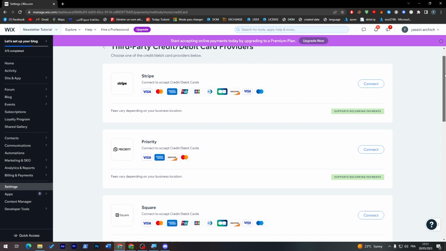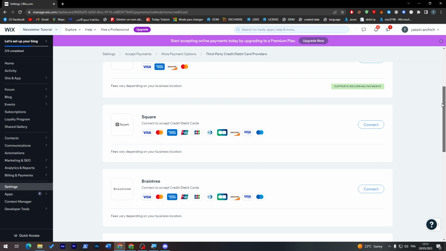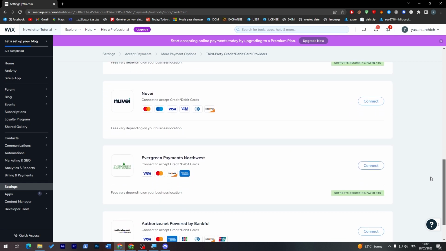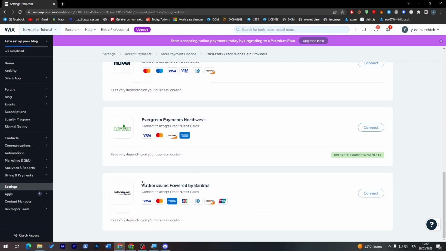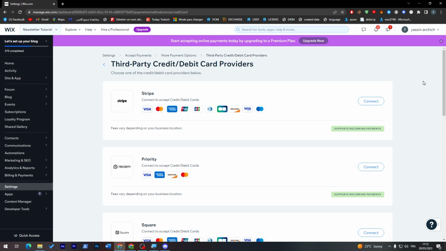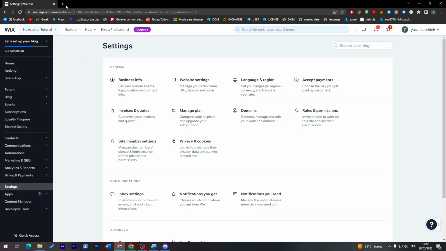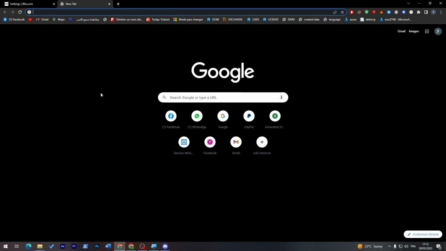For example, Stripe, Priority, Squarespace, Brainty, Bankful, Nuvei, and much more than that, that I don't even know which one is which. So they have all the kinds of payment methods that you might need in the future in your account. If you have any one of these, you can use them to accept payments. But of course, in general, PayPal is the most common one since it is accepted by almost all the countries.